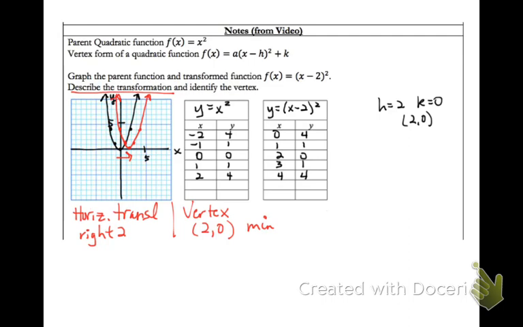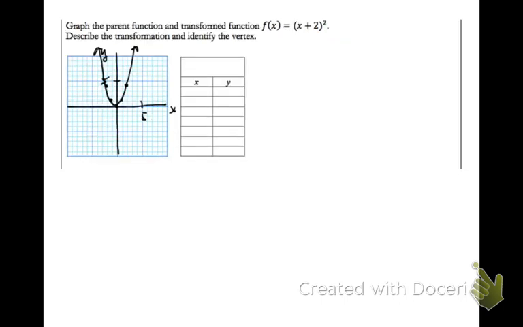So now you can see how this equation here relates to the graph. So we're graphing the parent function. Now I've done that already, so you pause the video and do that. Just use the values from the table above from the first example. Then come back and join me to graph the transform function.